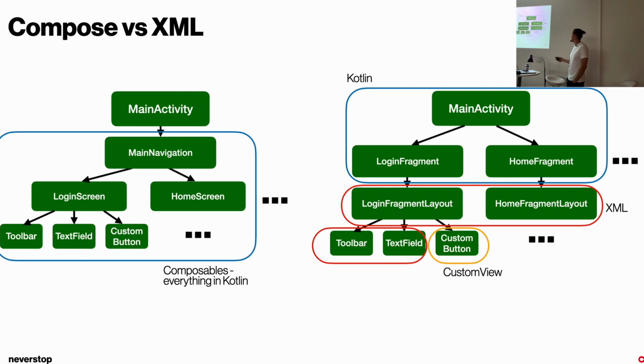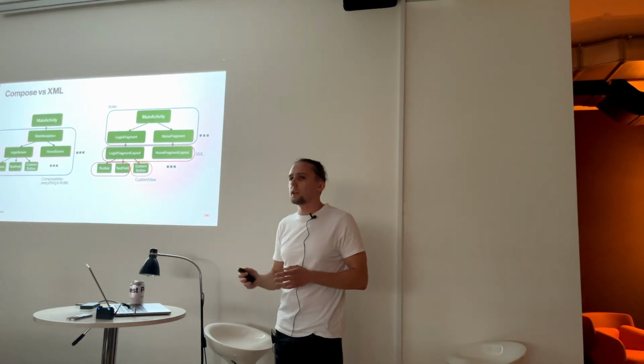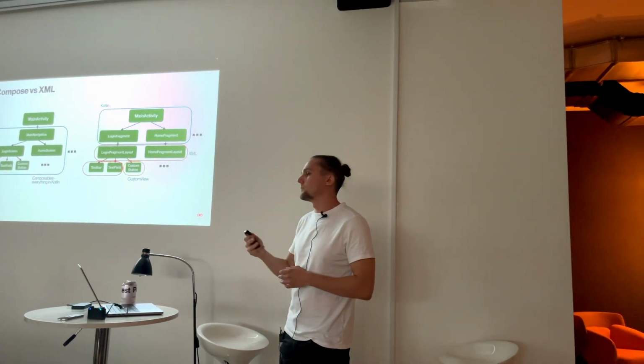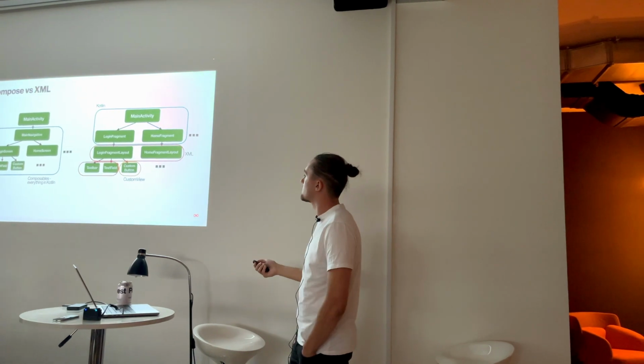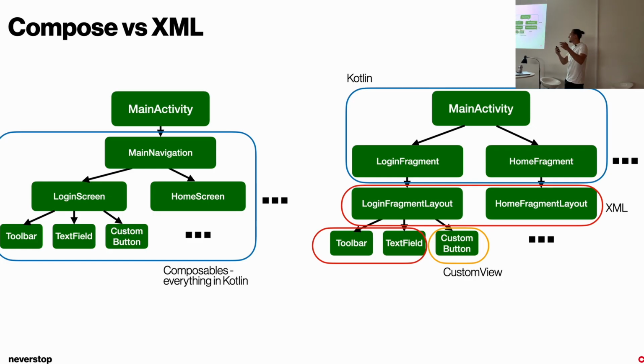And if you ever did a custom view in Android, you know how hard, or not really hard, but time consuming it is to create a custom view. While on the Compose side, you just copy part of the composable that you did, you extract it to another composable, and you have your custom view that you can use throughout your app.